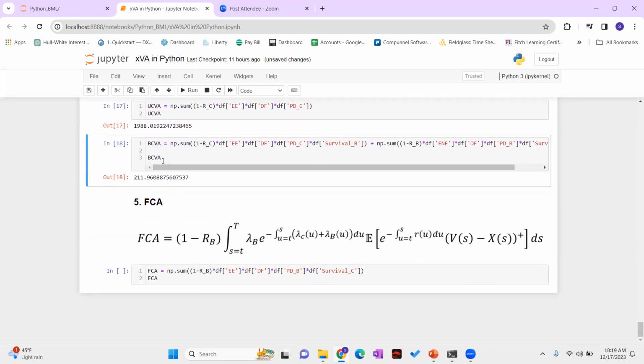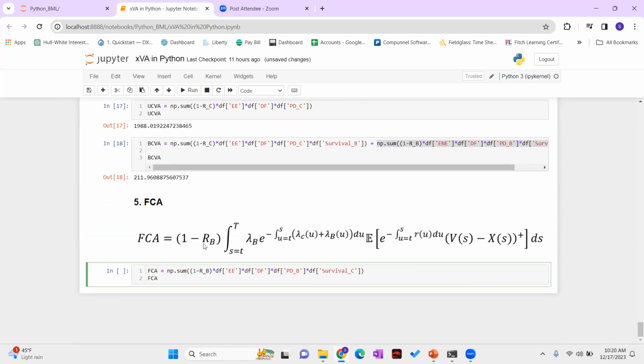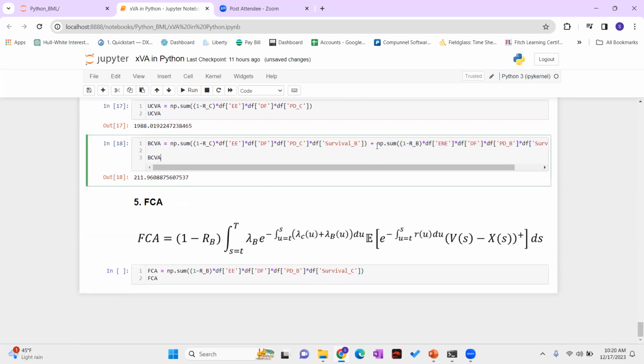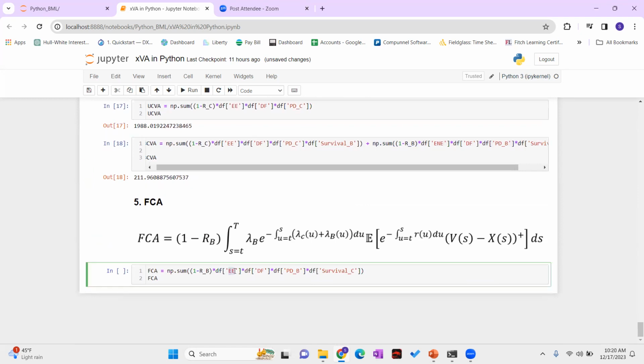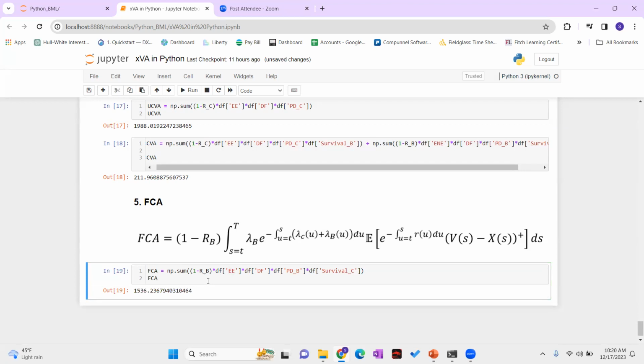I didn't take FBA because FBA replicates DVA, which is this part. For FCA, it's actually the same thing. The only difference in the last part is that instead of ENE, you need to do EE because this is plus. Remember, cost is associated with an asset when you have positive exposure, right? There is no collateral, so this is just B plus, which is EE. So that's FCA.